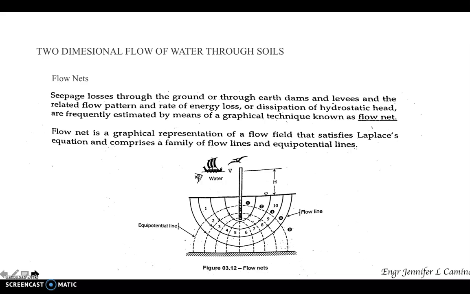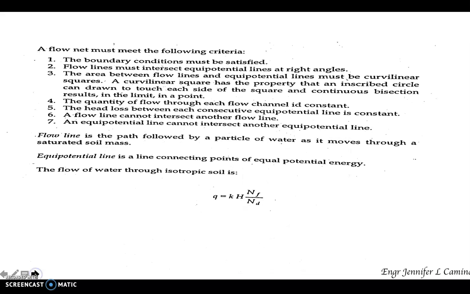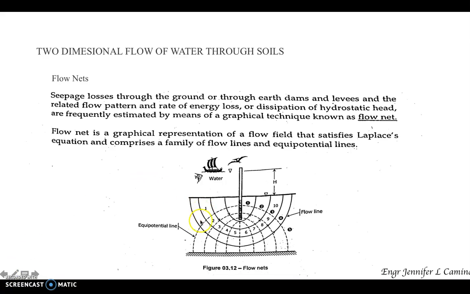So how do we compute the flow of water through a certain soil that has a two-dimensional flow of water? For a flow net, it must meet the following criteria. The first one, the boundary conditions must be satisfied. Flow lines must intersect equipotential lines at right angles. Meaning, the flow line and the equipotential line must intersect at 90 degrees. So this one forms 90 degrees.